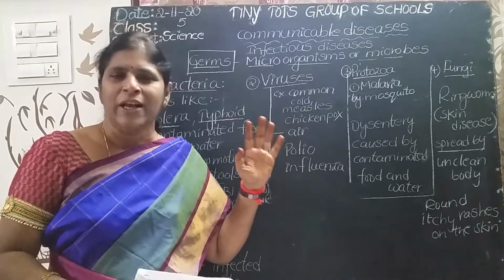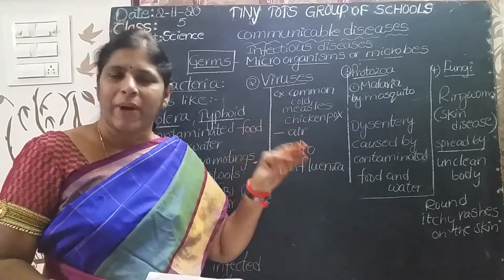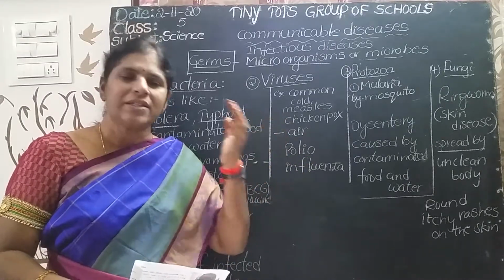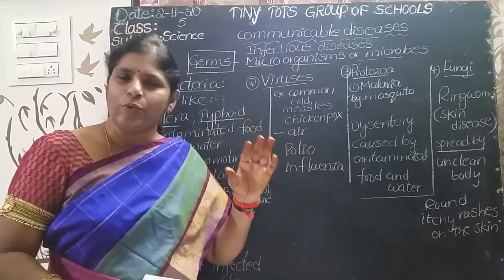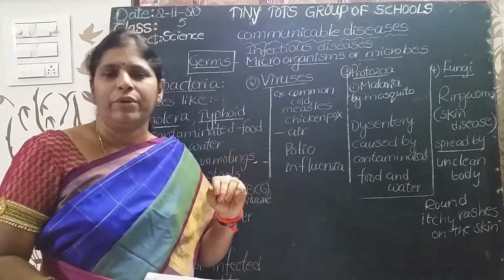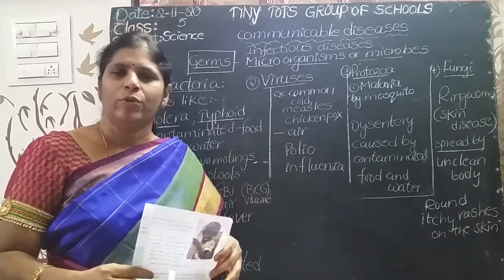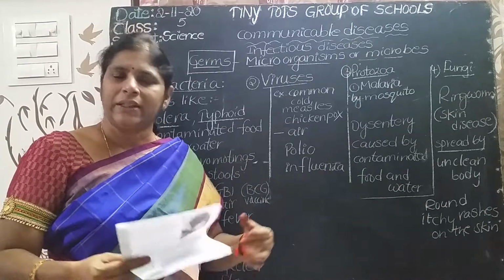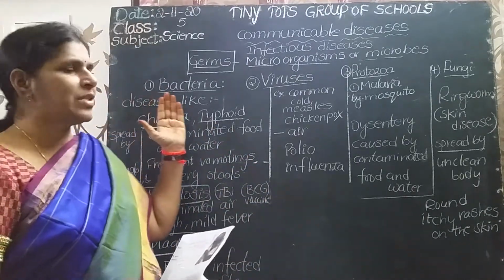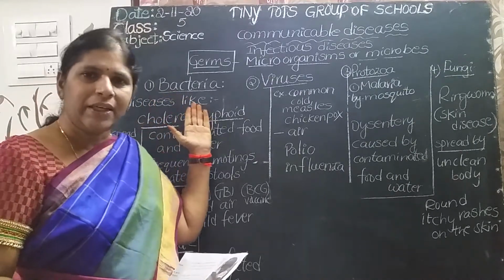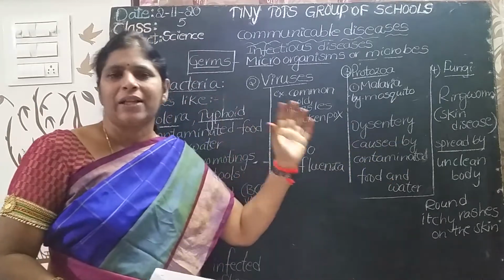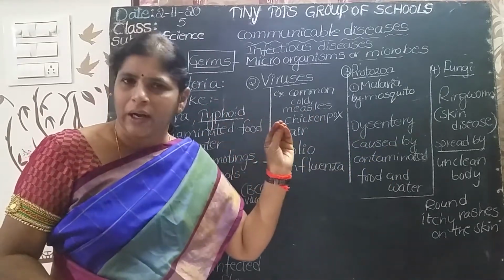Is it clear, children? Microorganisms are microbes. These are the tiniest living things. We cannot see them with our naked eye; we can see them only with the help of a microscope. They grow everywhere, even inside our body, in the soil, in the water, and in the air. So the four kinds of microorganisms, or microbes or germs, are bacteria, virus, protozoa, and fungi.